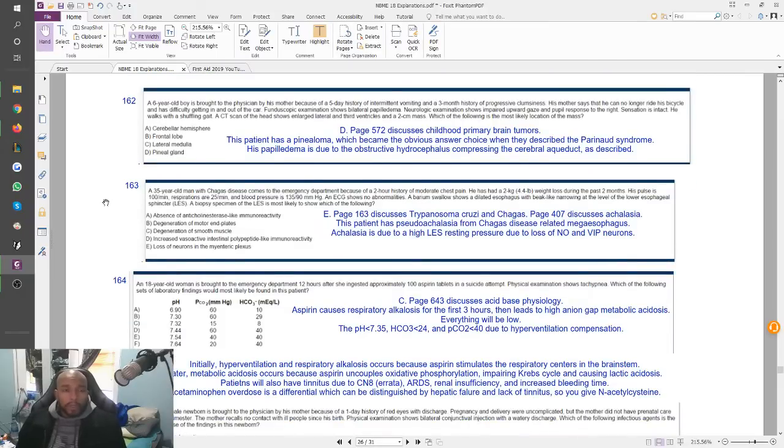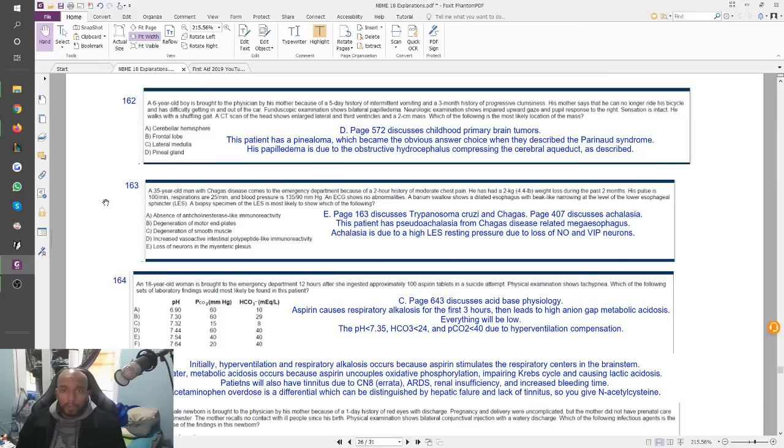162, a 6-year-old boy is brought to the physician by his mother because of a 5-day history of intermittent vomiting and a 3-month history of progressive clumsiness. His mother says that he can no longer ride his bicycle and has difficulty getting in and out of the car. Fundoscopic exam shows bilateral papilledema.